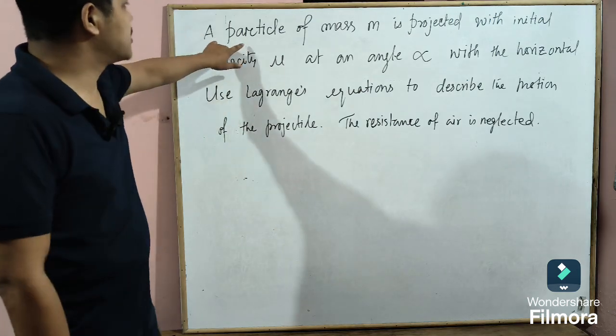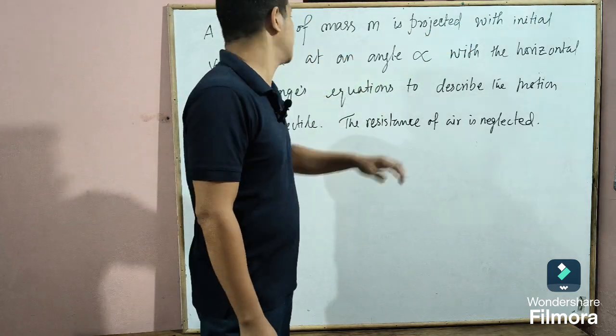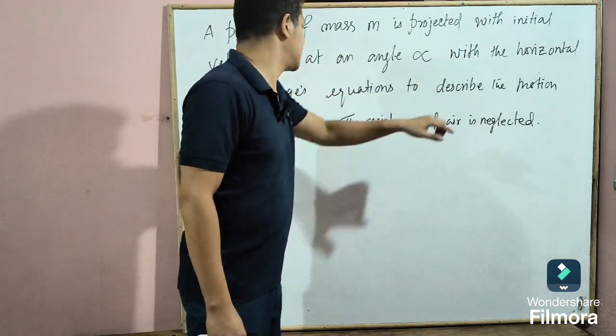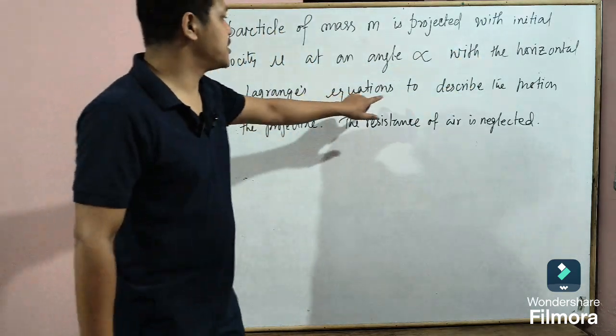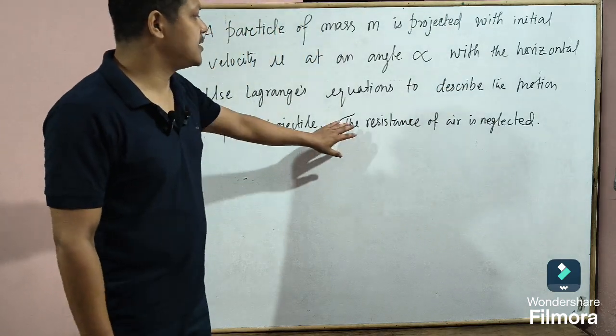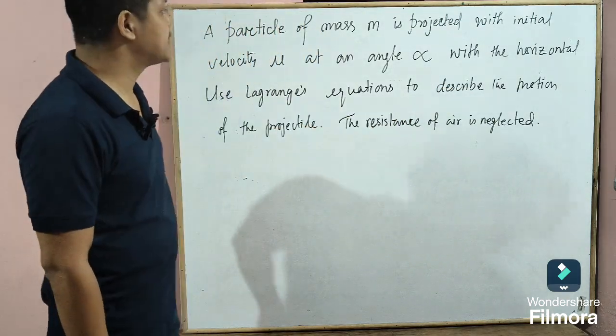Here you see a particle of mass m is projected with initial velocity u at an angle alpha with the horizontal. Use Lagrange equations to describe the motion of the projectile, and resistance of air is neglected in this case.